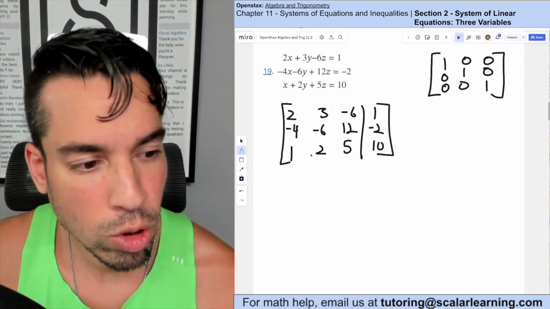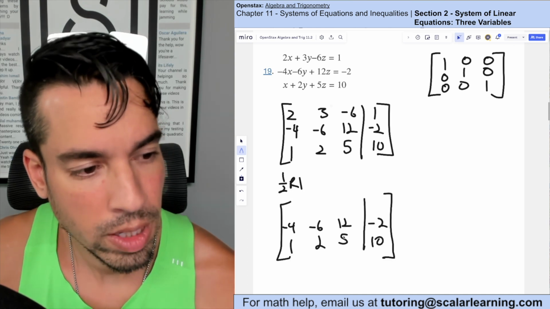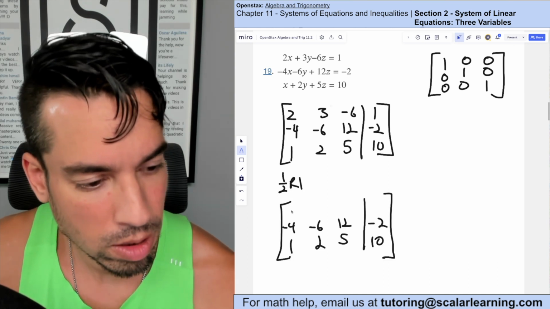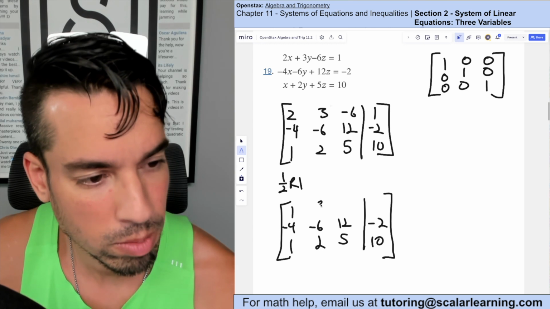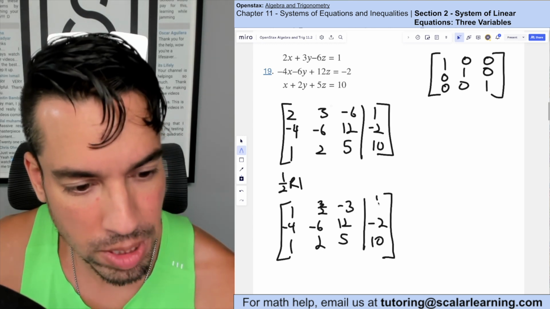So first I'm going to multiply the top row by 1/2. So 1/2 times row 1. Everything else stays the same, but then row 1 becomes 1, 2 becomes 1, 3 becomes 3/2. Negative 6 becomes negative 3, and 1 becomes 1/2.